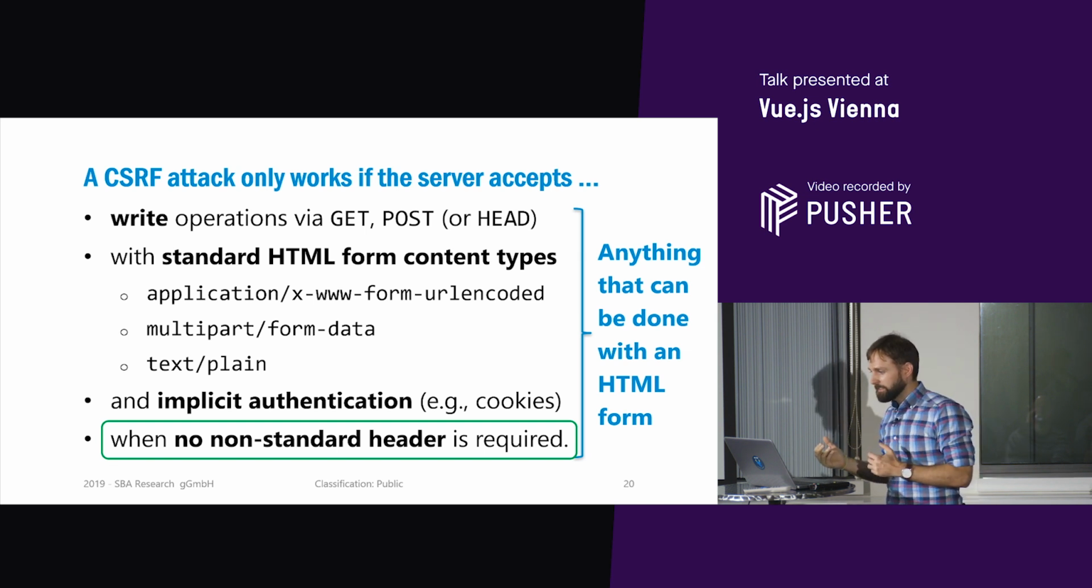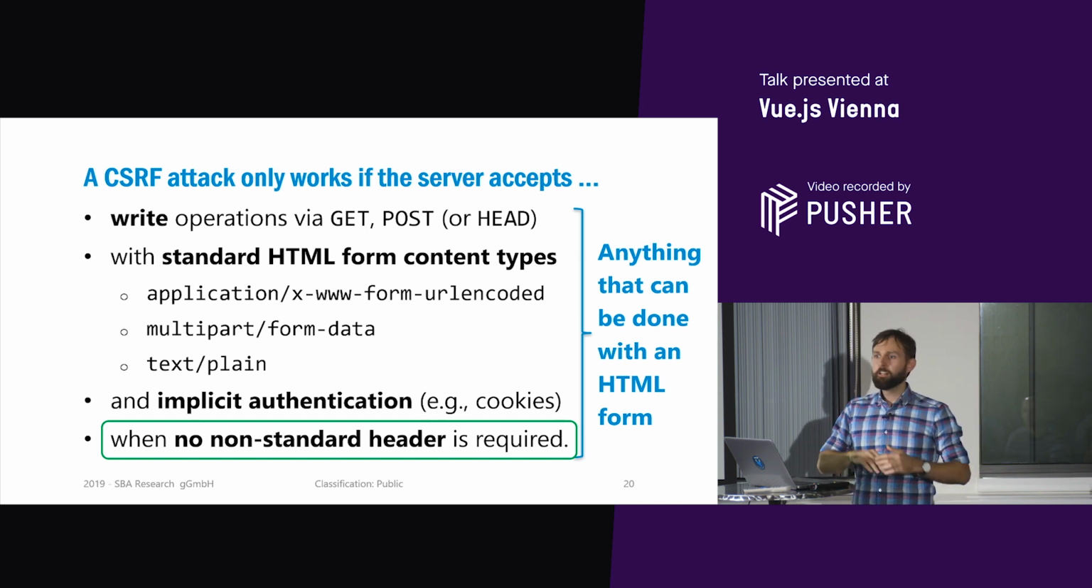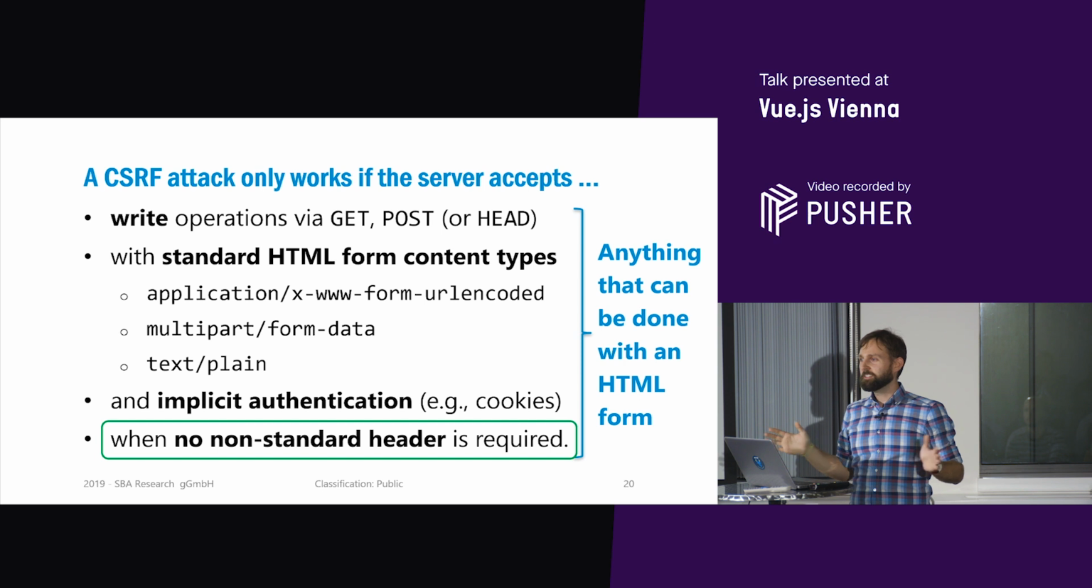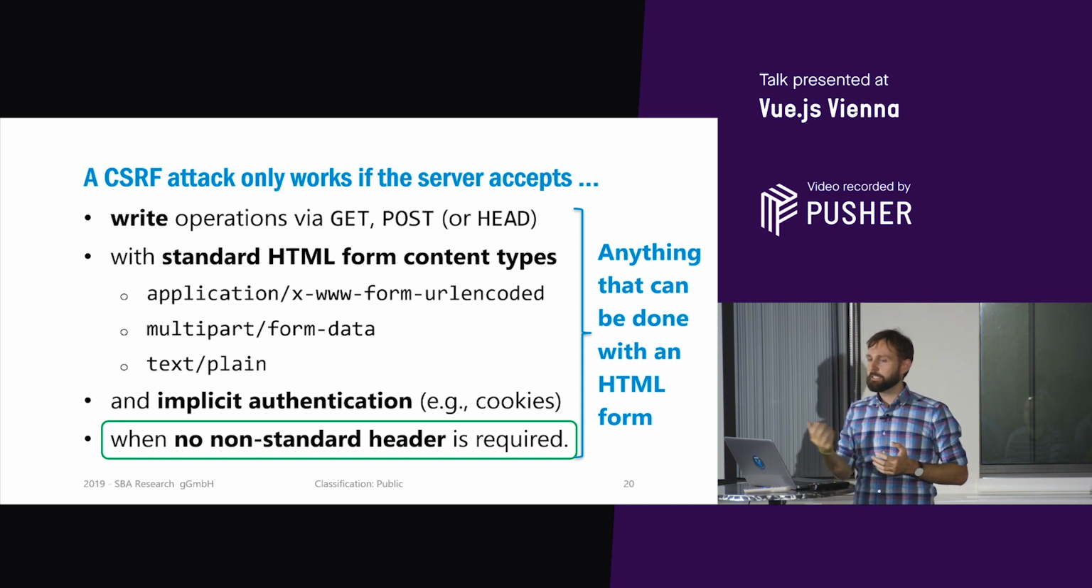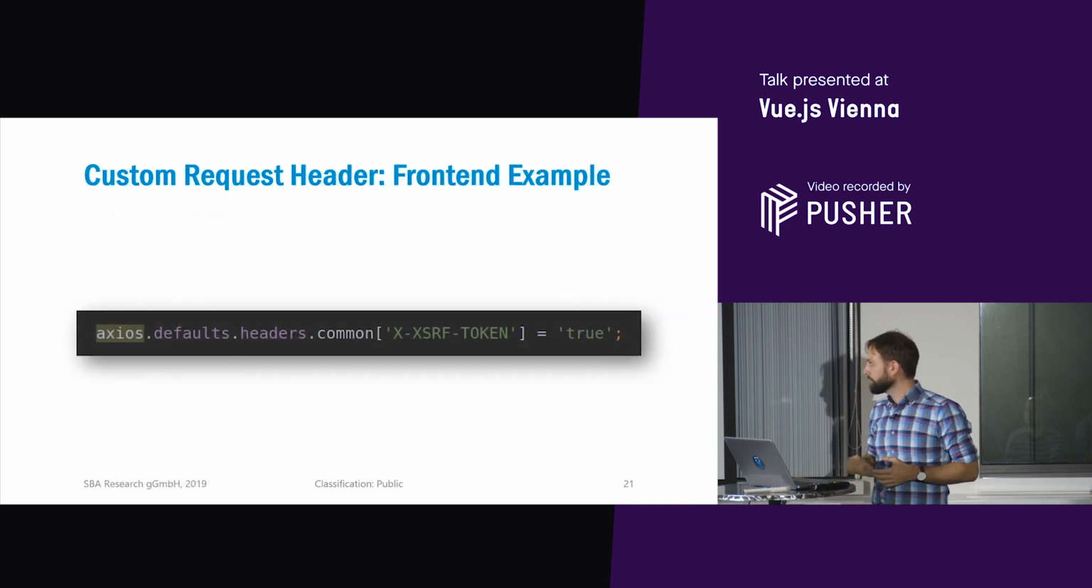But if I set a non-standard header and I check on the server side that it's there, no cross-site request forgery anymore. No CSRF token hassle. No cookies, no double submit request pattern stuff. You know, all you need to do is set, especially for Vue.js or any single page application framework, it's very easy to just set a header at each request. Very easy. So let me show you how we did this in our project.